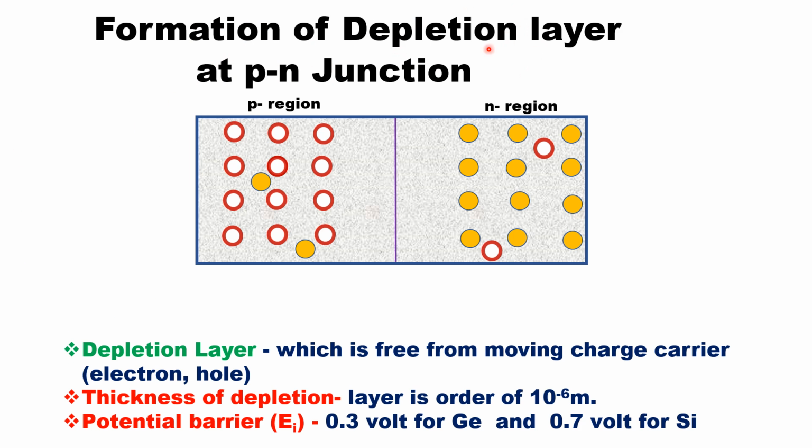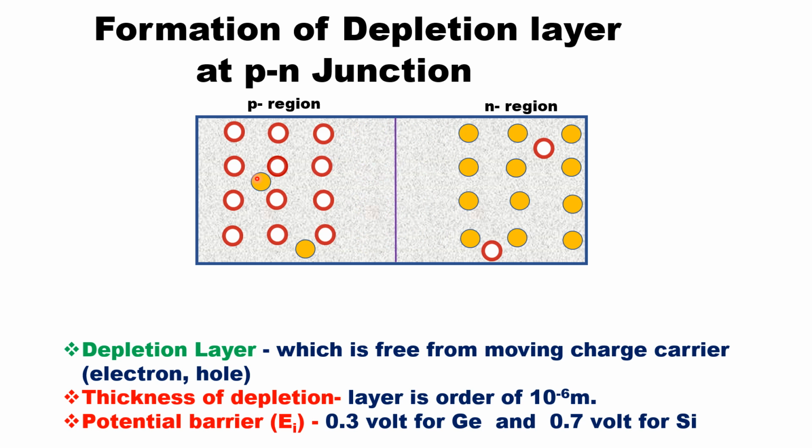Now, how the depletion layer occurs at the PN junction. Here you can see in the P region, the concentration of holes is greater than the holes in the N region. Also, in the N region, the concentration of electrons is greater than the electrons in the P region. So, because of this concentration gradient, the holes diffuse from P to N region and electrons from N to P region.